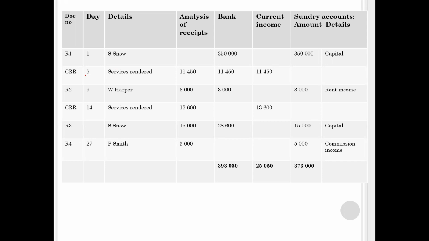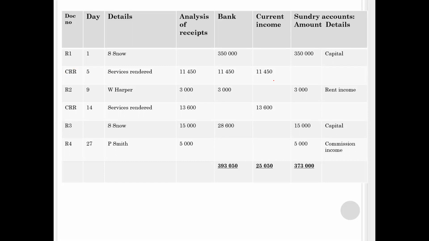Right, the next transaction on the 5th, you will see with the document number column, it's a CRR, a cash register roll, because with details, it was for services rendered. There was not a name of a person in the transaction. The amount, 11,450, is going to analysis of receipts. It's the only transaction for that day, so it will go to bank. And every time when you write the words with detailed services rendered, then it also goes to current income.